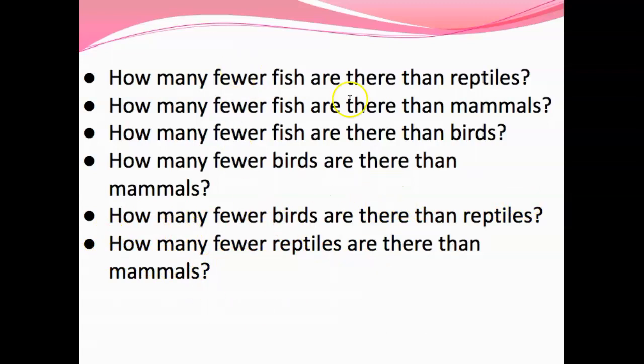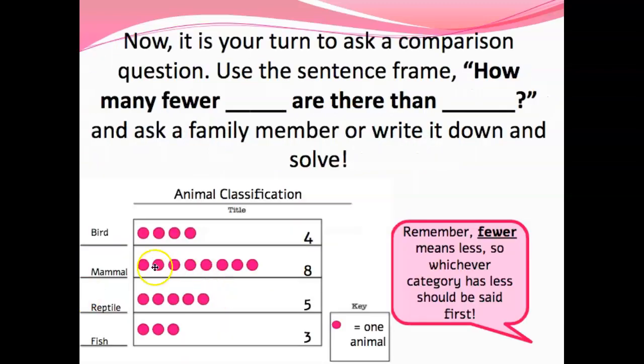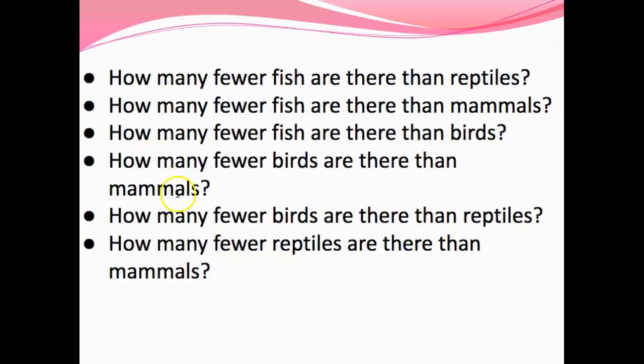Your question should have been one of these because these are all the possible choices that you could have asked with the smaller amount first. So going back to the chart, remember we have to say the smaller amount first if we're asking how many fewer. So if you did not get one of these questions, pause and check out where your mistake was.